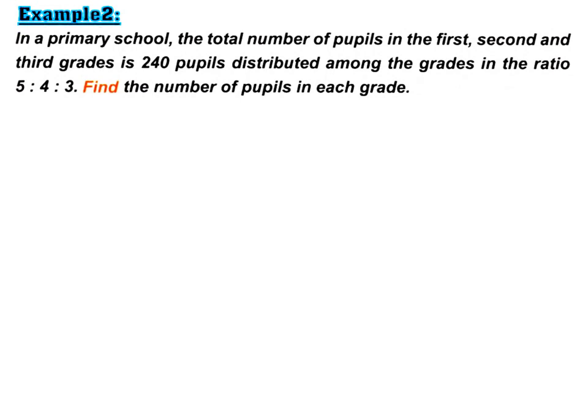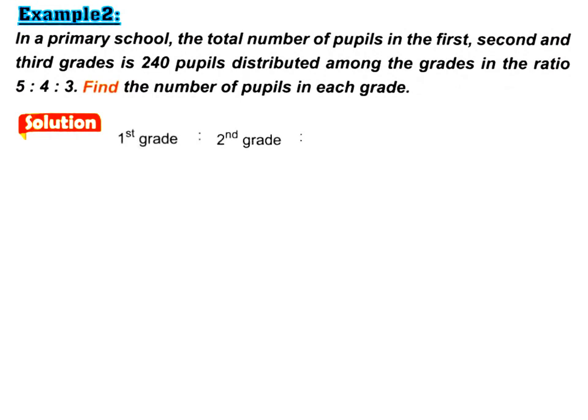So the ratio of the first grade equals 5, the ratio of the second equals 4, and the ratio of the third takes 3. He demanded from me to get the number of pupils in each grade. Again, he gave me the total number of pupils and the ratio of the first, second and third grades, to divide 240 among the three grades. Okay, so in my solution I will name the ratio: the first grade, the second grade and the third grade.